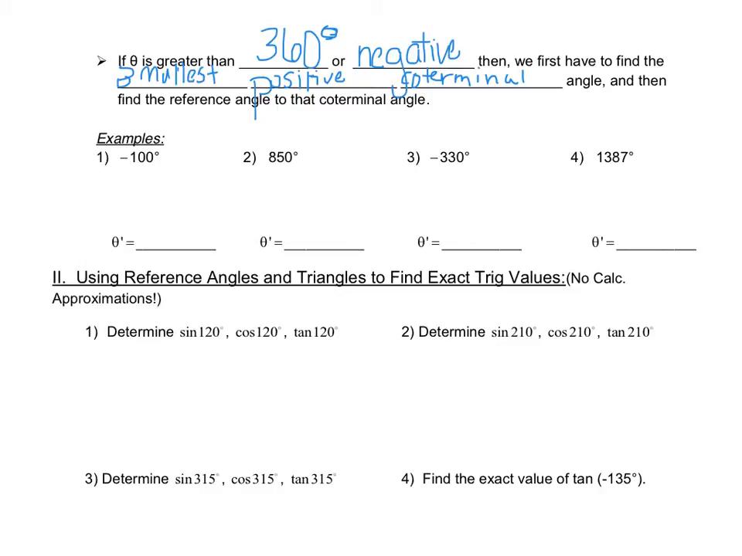Okay. So for example, number 1 is at negative 100 degrees. So this is a negative angle. So I'm going to want to find the smallest positive coterminal angle first. Okay. So I'm going to add 360 to that so that I go in the positive direction, and that will get me 260 degrees. So that places us in quadrant 3. So we want to go back to 180 degrees. So 260 minus 180, and you get the reference angle to be 80 degrees.